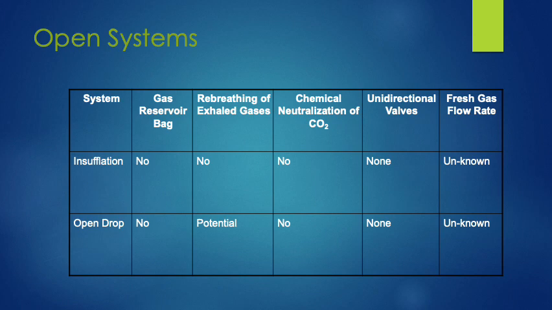This is a nice summary slide describing the components of a breathing system. So with insufflation and open drop technique, you can see that there's no reservoir bag. There's typically no rebreathing of exhaled gases, with the exception of open drop. There's no chemical neutralization of carbon dioxide like there is with other breathing systems. There are no unidirectional valves, and the fresh gas flow rate is hard to measure.